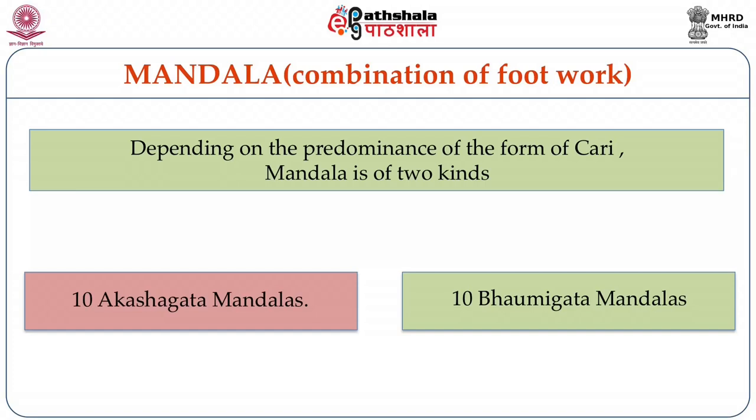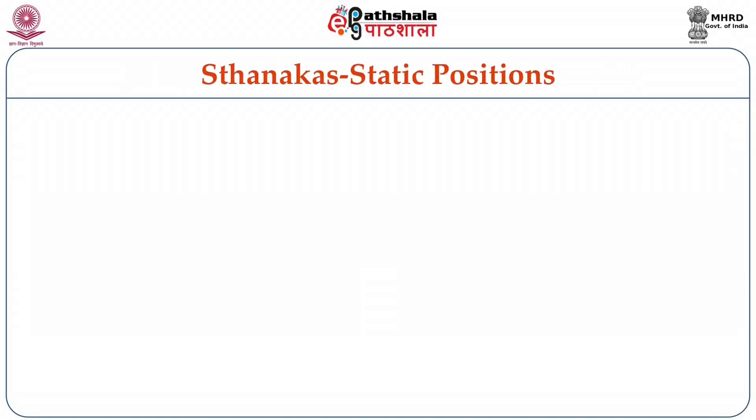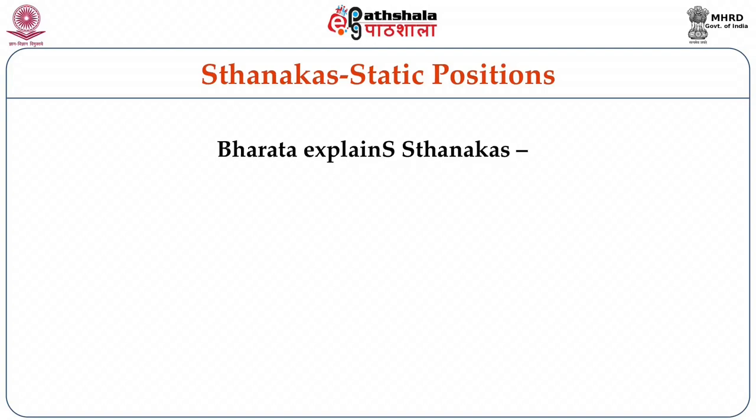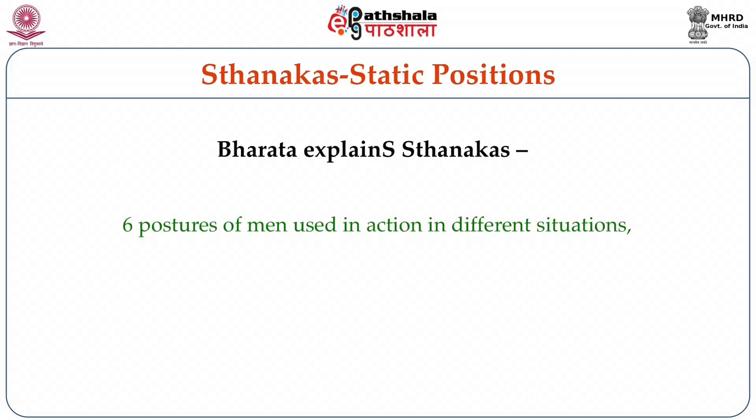These are the number of charis together makes 1 mandala. And sthanakas. These are all pertaining to the angika abhinayas. Sthanakas, static positions. Bharata explains sthanakas like 6 postures for men used in action in different situations, like when he is releasing the arrow from the bow, how he should stand, and if he is carrying a weight, how he should stand, how the posture has to be.